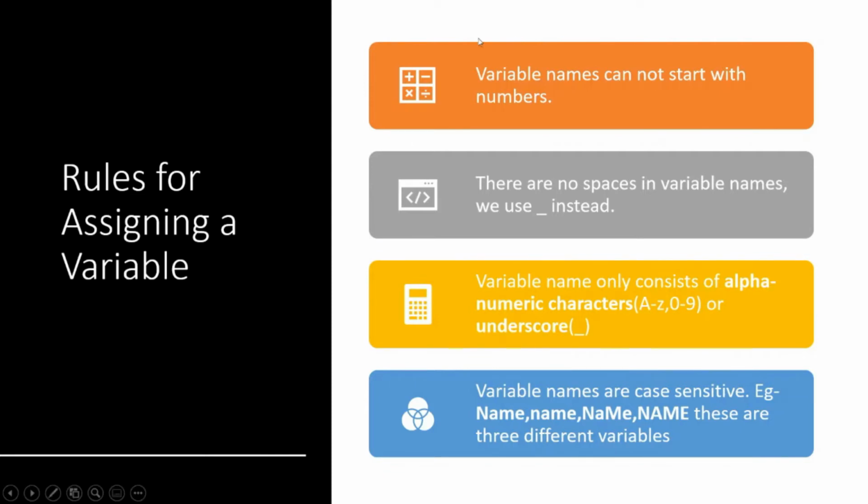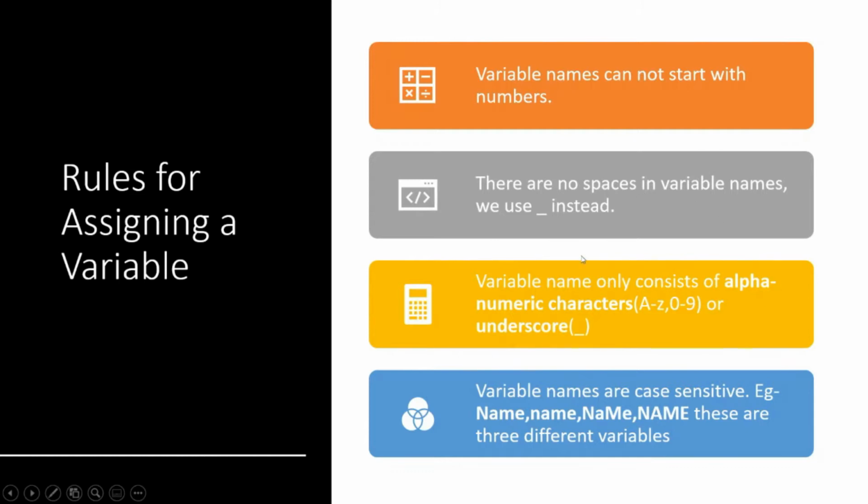Then there is the second rule. There are no spaces in variable names. We use an underscore instead. Otherwise, that becomes two different words, and Python gets confused about what is what. So if we want to declare two words, like your income, you can write it like your underscore income. If you write your space income, Python will be confused about which one of them is the variable, so it will give a syntax error.